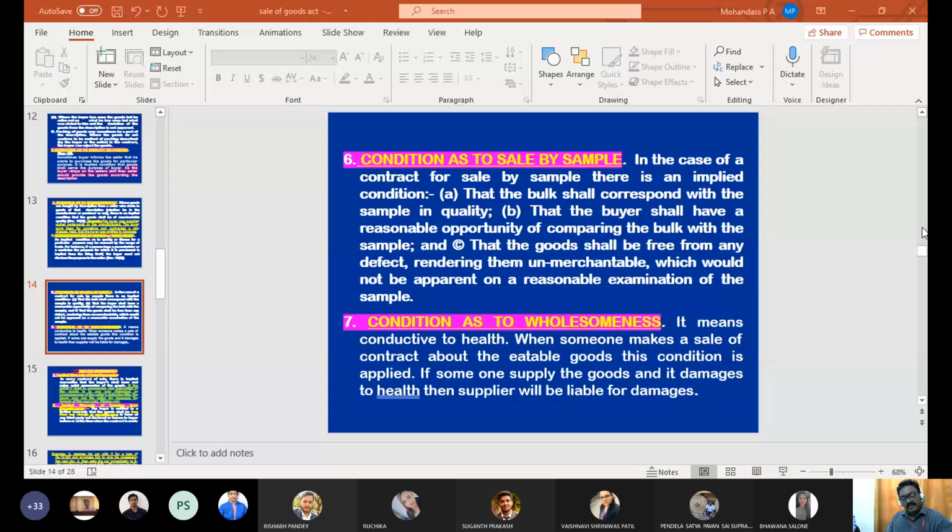Because I'm a rank holder in LLB as well as MBA. Third distinction I got in MBA marketing. So in LLM also I have scored higher marks.